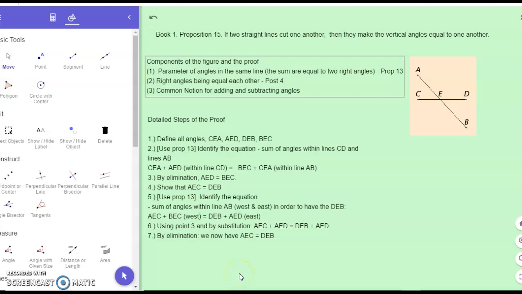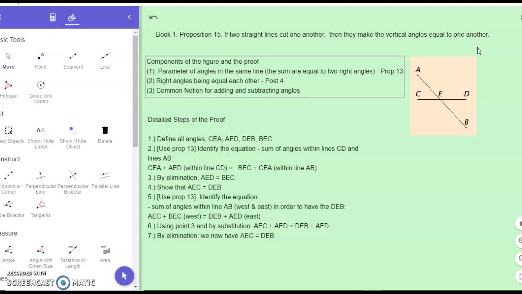Hi everyone and welcome to our discussion for Book 1, Proposition 15 of Euclid's Elements. Proposition 15: If two straight lines cut one another, then they make the vertical angles equal to one another.